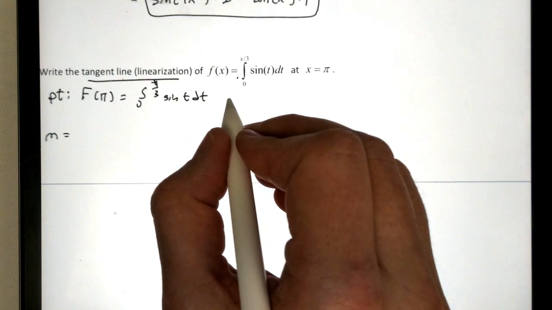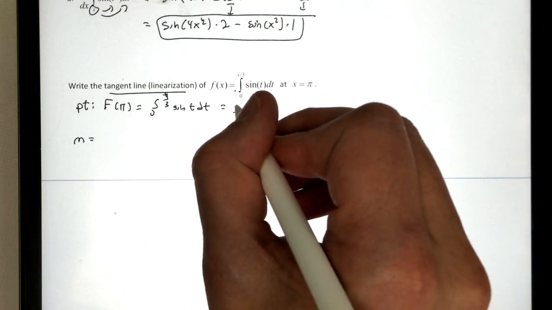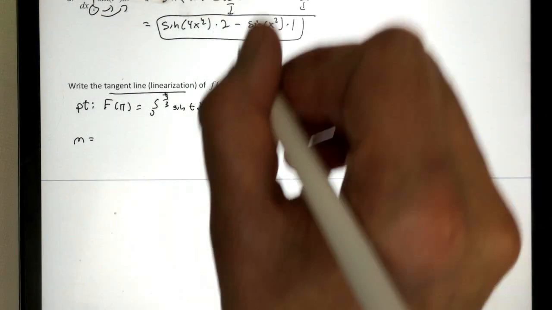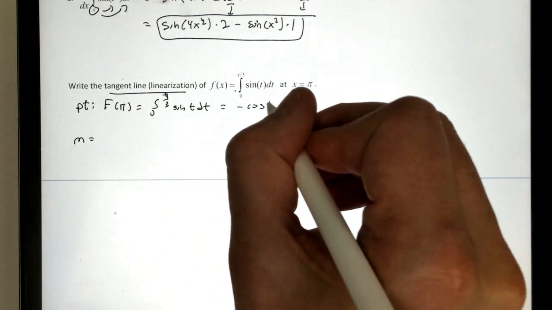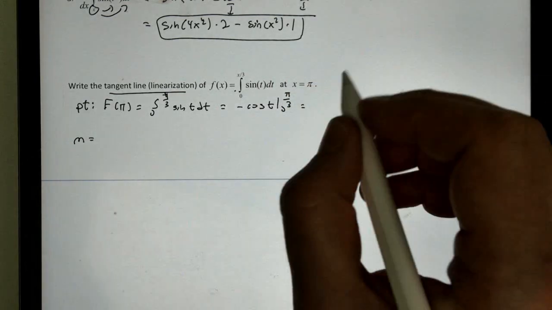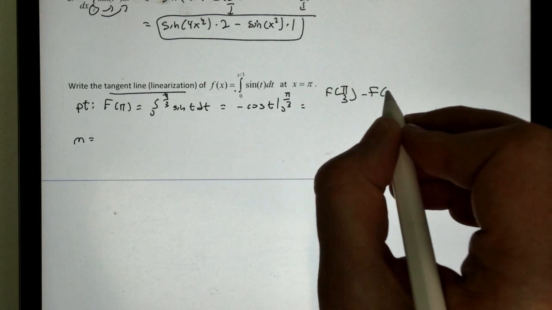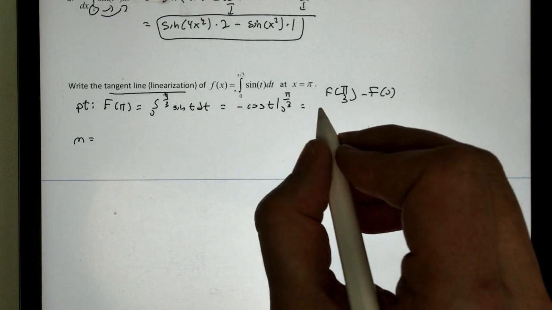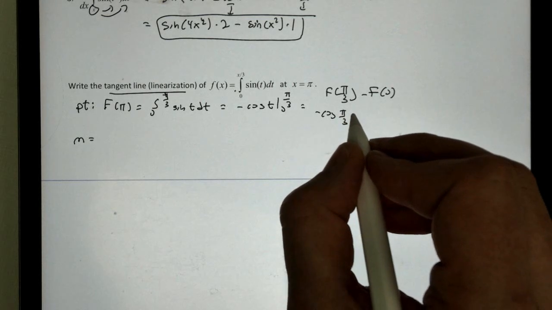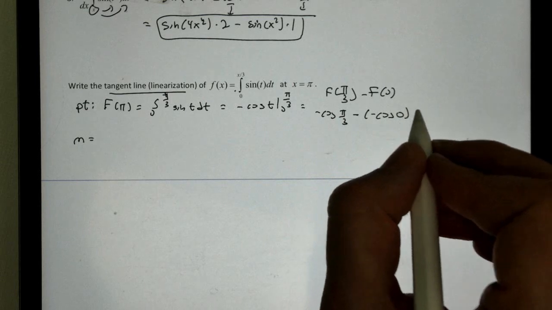So I have to evaluate this. So we can use our antiderivative. This is our FTC step. The antiderivative of sine is negative cosine. Negative cosine of t from 0 to pi over 3. When we evaluate this with the FTC, we're going to get F of pi over 3 minus F of 0. This is a tough question right here. That's going to give us negative cosine pi over 3 minus, or in this case, a negative cosine of 0.